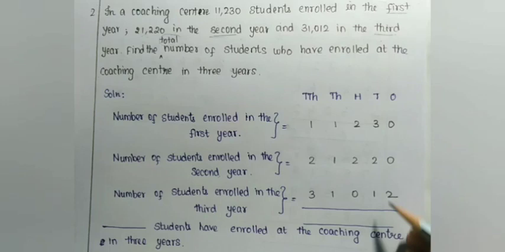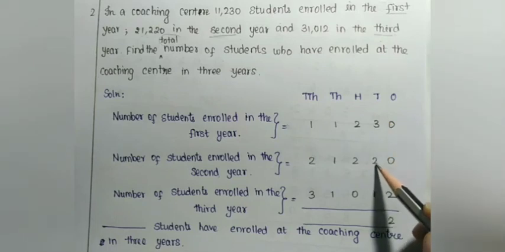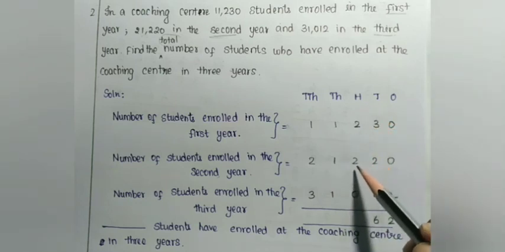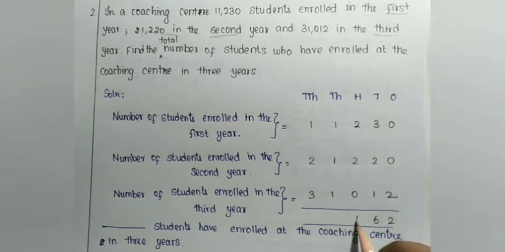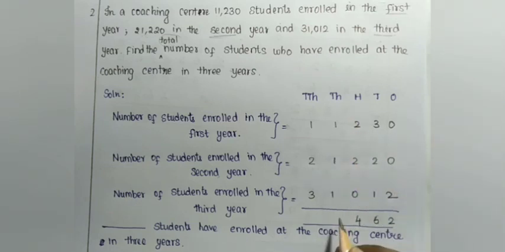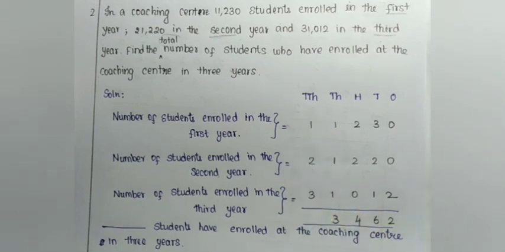0 plus 0 is 0. Plus 2 will give you 2. Now, tens 3 plus 2 is 5. Plus 1 is 6. Hundreds 2 plus 2 is 4. Plus 0 is again 4. Thousands 1 plus 1 is 2. Plus 1 is 3. 10,000s 1 plus 2 is 3. Plus 3 is 6. So totally 63,462 students have enrolled at the coaching center in 3 years.